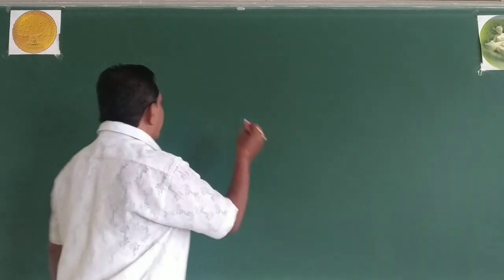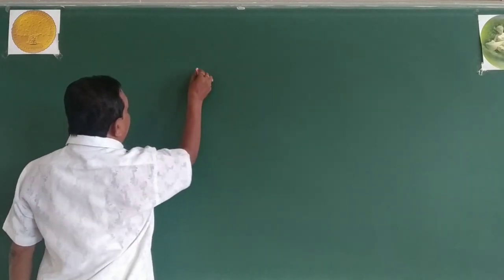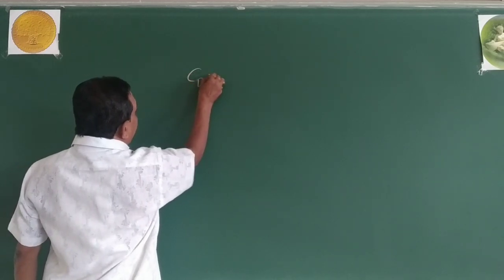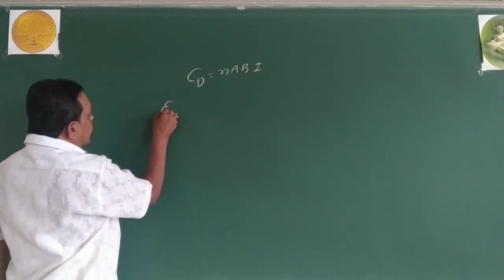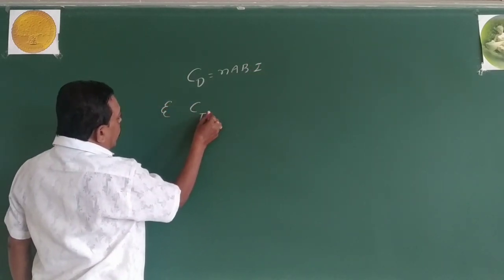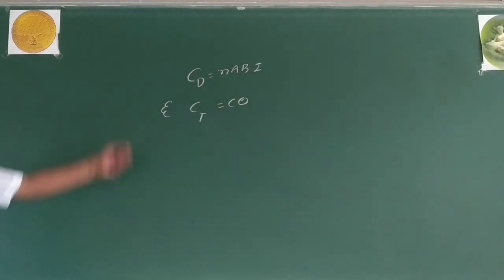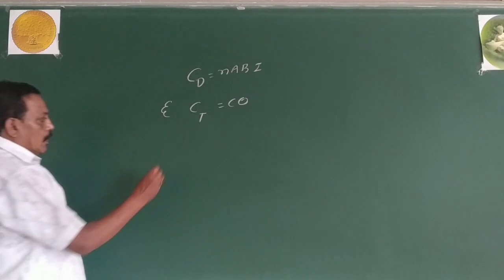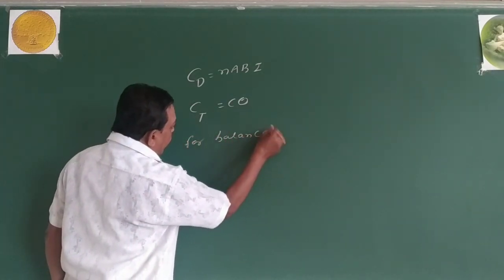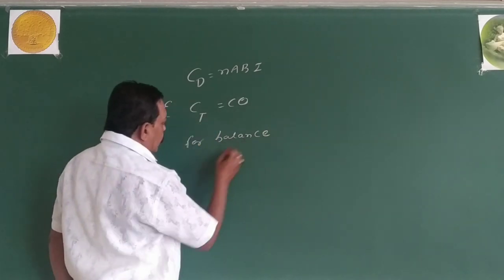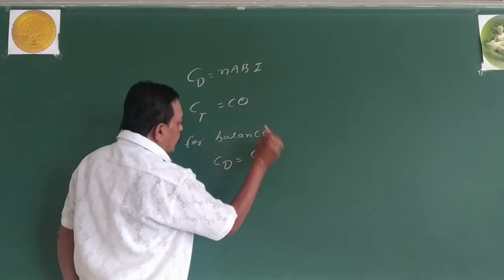Up to this much you have studied: the deflecting couple is equal to NABI, and the torsional couple is equal to C into theta. We have seen this much clearly. After this, for balance, the deflecting couple is equal to the torsional couple.